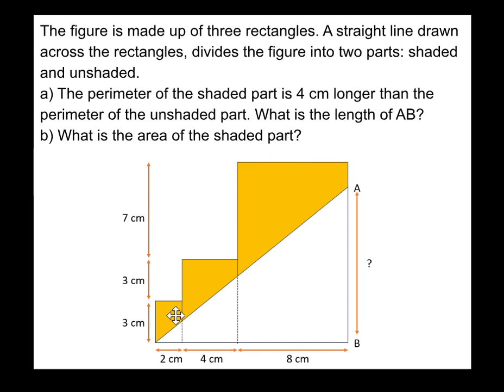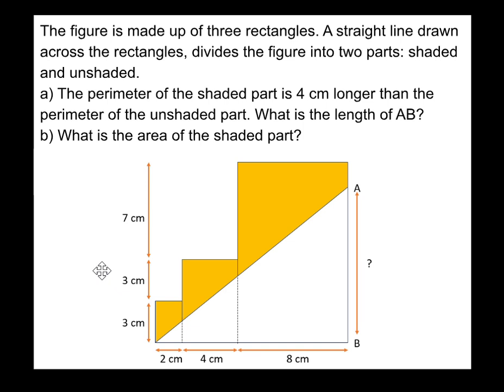So in this question, there are three rectangles. This is 1, 2, and 3. Then they have a line that's drawn across and divides the figure into two parts. This is the shaded part. This is the unshaded part. And the perimeter of the shaded part is 4 cm longer than the unshaded part. So you're supposed to find the length of AB and also the area of the shaded part.